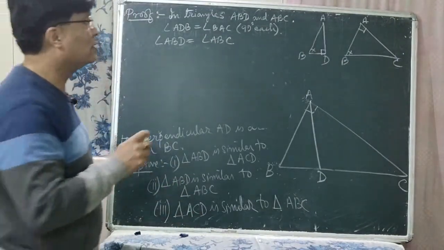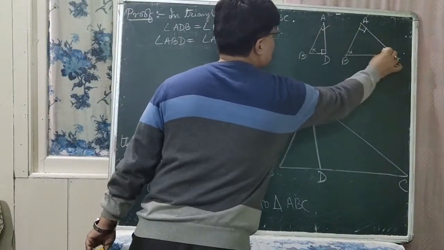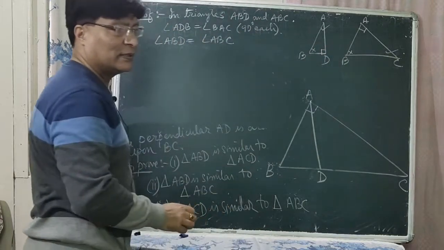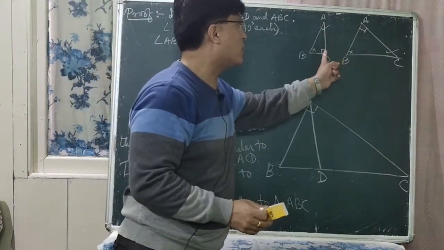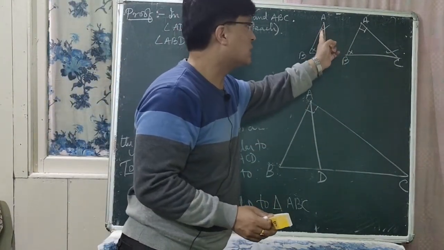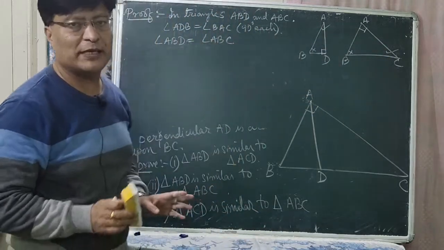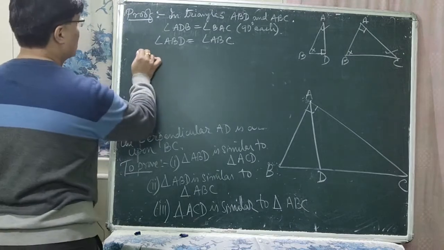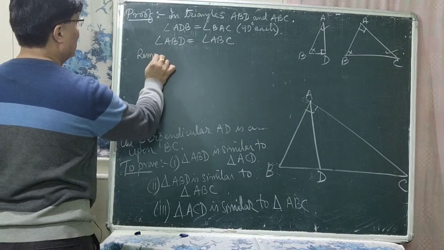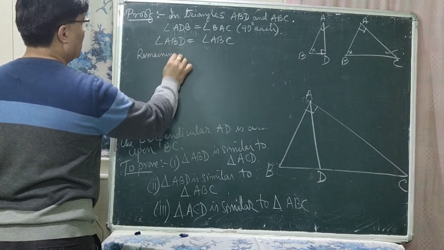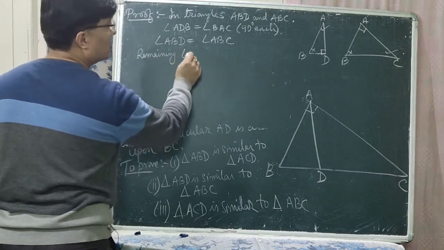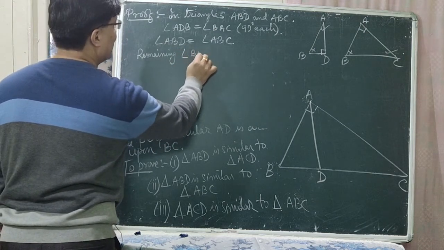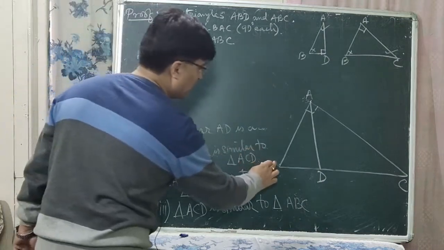Now what can you write? These remaining angles must be equal, isn't it? Since these 2 corresponding angles are equal, these remaining angles must be equal from both these triangles. Okay? So you have to write remaining angle, that is your BAD. That is remaining angle BAD.